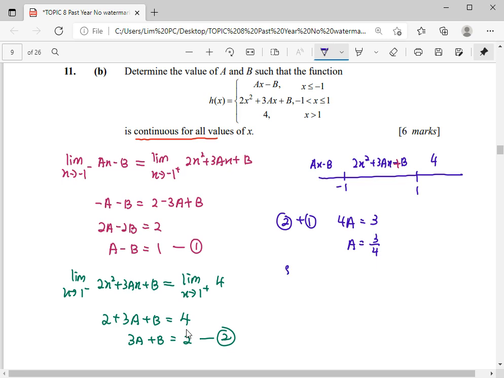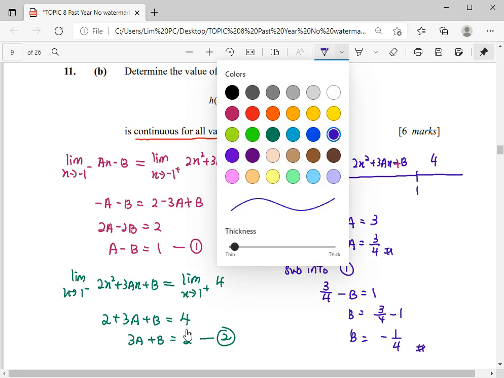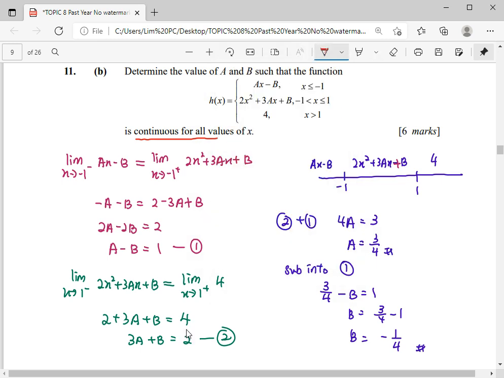Then we substitute into either one. So I pick equation 1. 3 over 4 minus b equals 1. So b equals 3 over 4 minus 1, b equals negative 1 over 4. So our task is complete here, which is to find a and b.